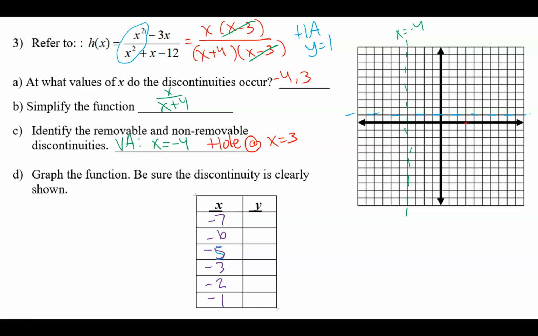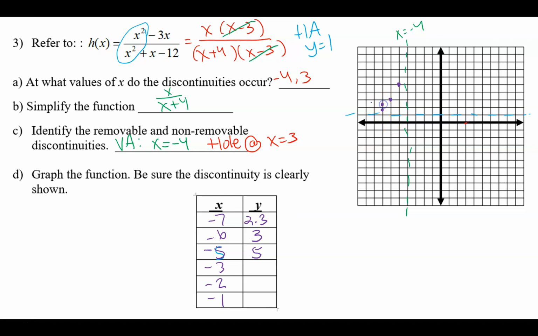Negative 7 divided by negative 7 plus 4, which is negative 3, gives me about 2.3. Negative 6 divided by negative 6 plus 4, which is negative 2, gives me a 3. Negative 5 divided by negative 1 gives me a 5. We see this is where the jump's going to happen. Okay, so negative 5, 1, 2, 3, 4, 5. Negative 6, 3. Negative 7, 2.3, about right here.